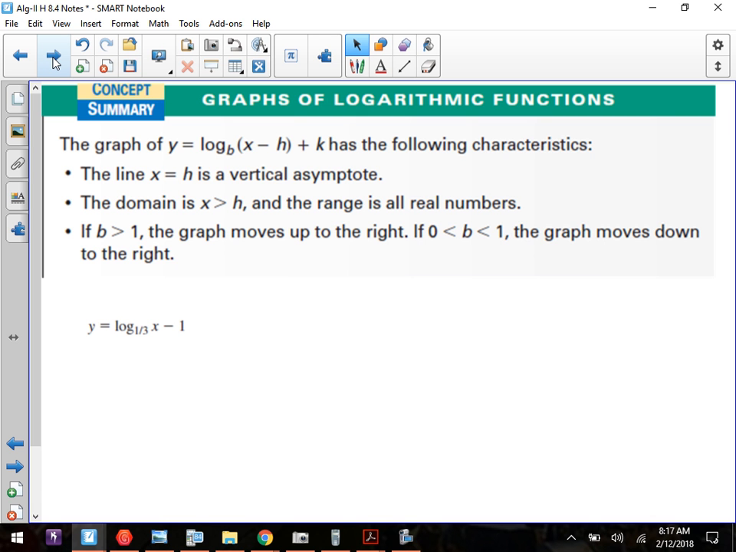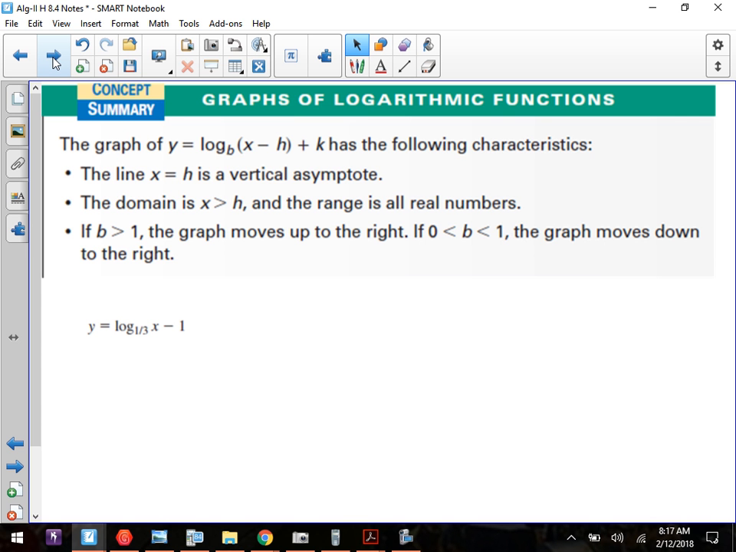Log base b of y is x, so b to the x is y. So when we go to graph them, you have log base b of x minus h, plus k. What do you think the h's and k's stand for? Horizontal and vertical shift.